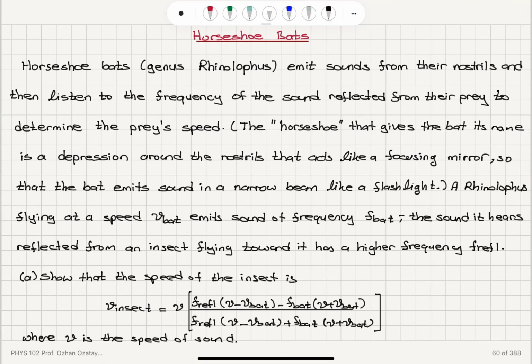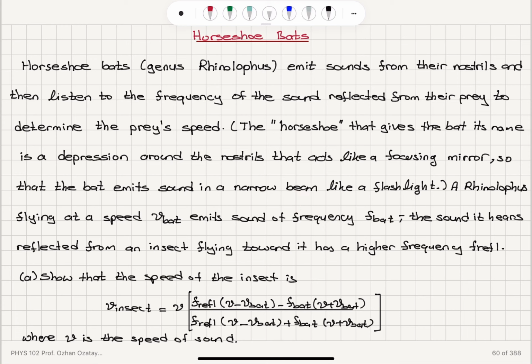Horseshoe bats, genus Rhinolophus, emit sounds from their nostrils and then listen to the frequency of the sound reflected from their prey to determine the prey's speed. The horseshoe that gives the bat its name is a depression around the nostrils that acts like a focusing mirror, so that the bat emits sound in a narrow beam like a flashlight.